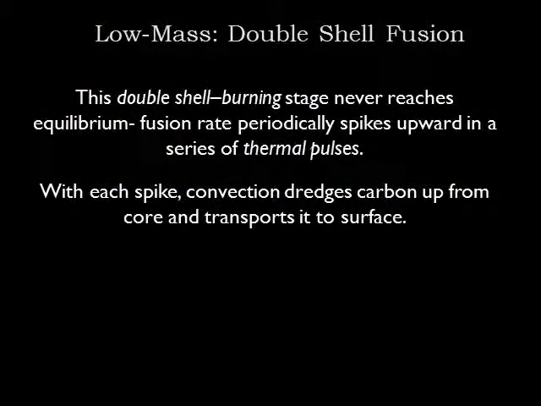At this point, the star is not very stable. The helium fusion rate periodically spikes upward every few thousand years in a series of thermal pulses. With each spike, convection dredges carbon up from the core and transports it to the surface. The hydrogen and helium-burning shells won't last more than another few million years. The core will never get hot enough to fuse carbon, so we're getting very close to the end of the star's life.